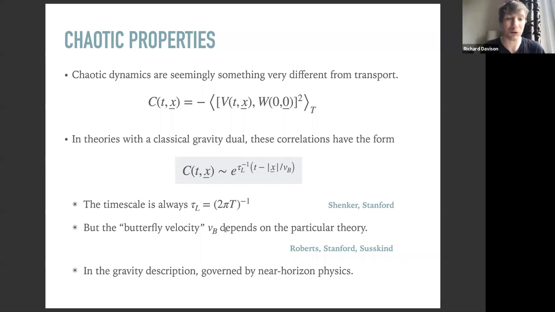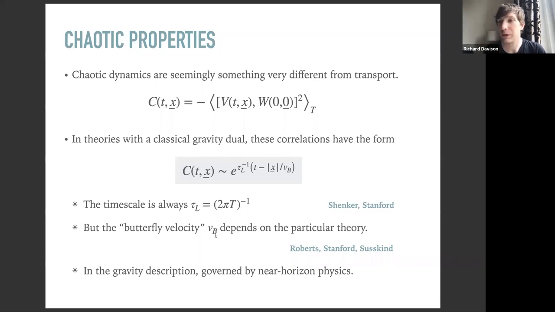But the important thing about it is that in gravitational theories, this form of the correlation is basically set by the physics of what's happening near the horizon. And so this particular speed, V_B, at the end of the day, only depends on what your near horizon metric looks like in the gravity description. Okay, so this is, in one slide, a small cartoon of some way of measuring the chaotic dynamics in a field theory.